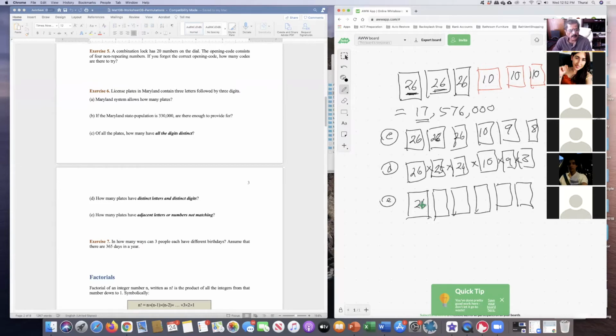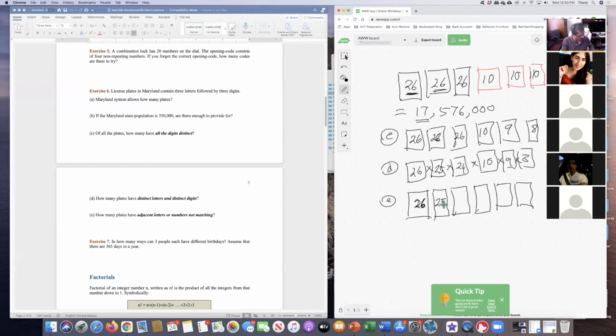Why is that? See, repetition is allowed. So there are 26 letters available for the first one. Generally speaking, 26 letters available for the second one also, because repetition is allowed. But because of the rule that says adjacent letters, adjacent meaning side by side, next to each other, you cannot have matching letters or numbers next to each other. With that rule, how many ways are there to fill the second box? 25? 25 is right, very good. 25 because whatever symbol you put in the first box cannot be used in the second, because they're side by side.